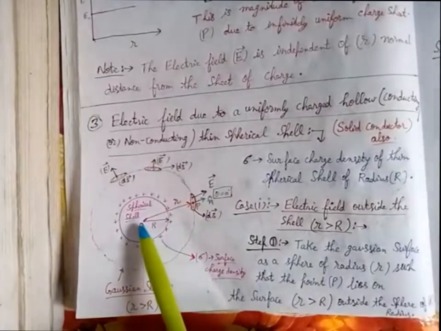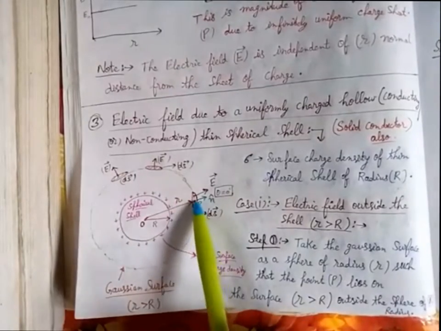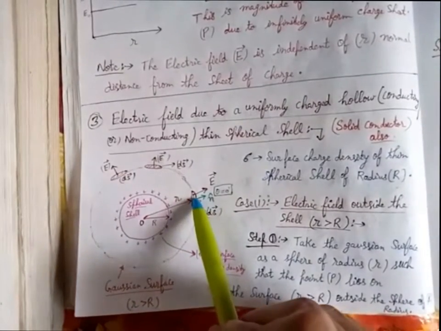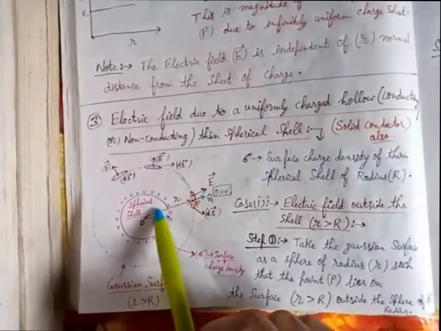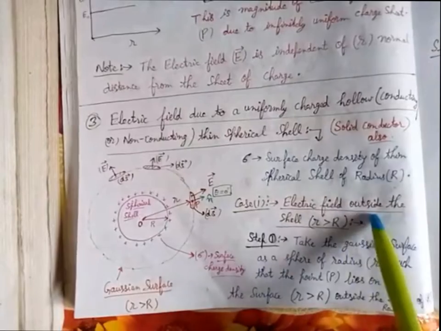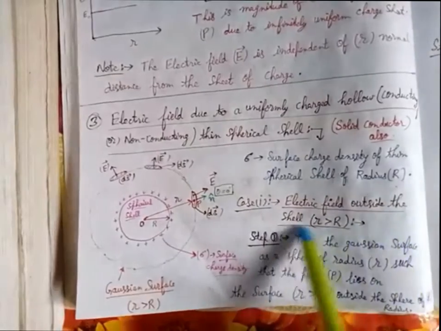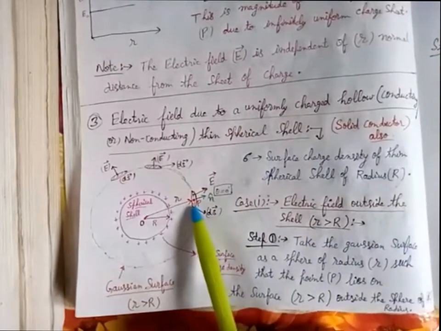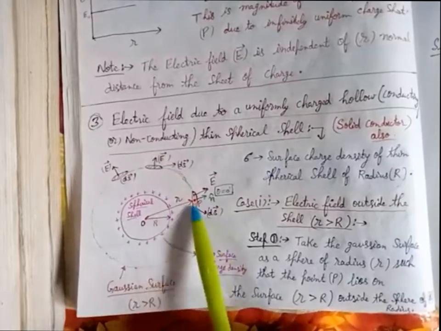One, we have to take the point outside the shell. Another, we have to take the point inside the shell. So case 1 is we have to find the electric field outside the shell. It means we have taken the point P outside the shell.